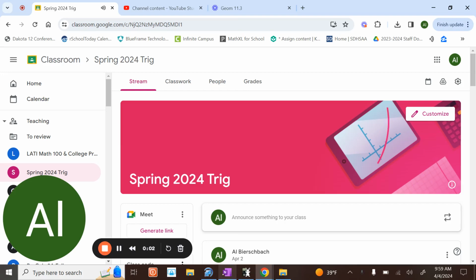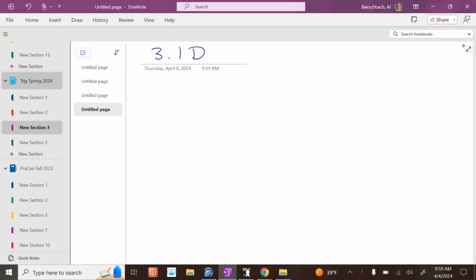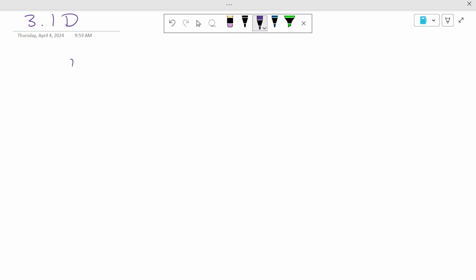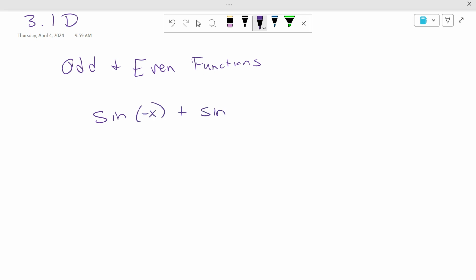All right, so today on 3.1D, we're dealing with odd and even functions. So we're taking the sine of negative x plus the sine of x and figuring what it equals. Well, on your note card, we had positive and negative functions, didn't we? Or odd and even functions.